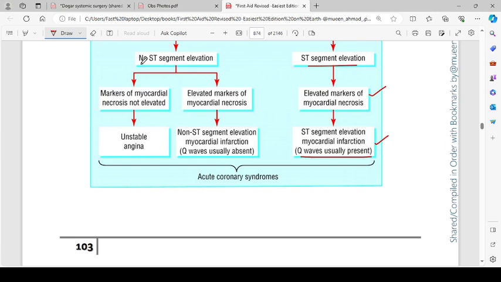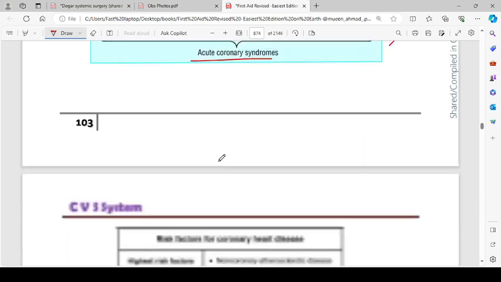Okay, so in the non-ST segment elevation, right bundle branch block can also be present. Markers of myocardial necrosis will not be elevated in unstable angina. If not elevated, it is angina, and if elevated markers of myocardial necrosis, then non-ST elevation myocardial infarction, Q waves are usually absent in this one. So this is acute coronary syndrome. These three things are acute coronary syndrome.